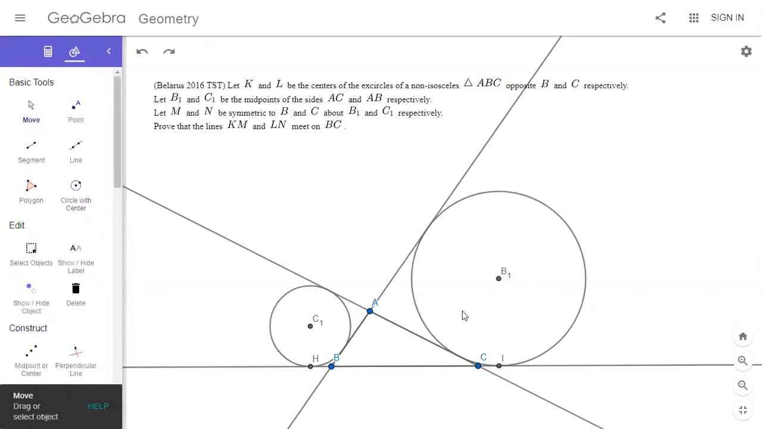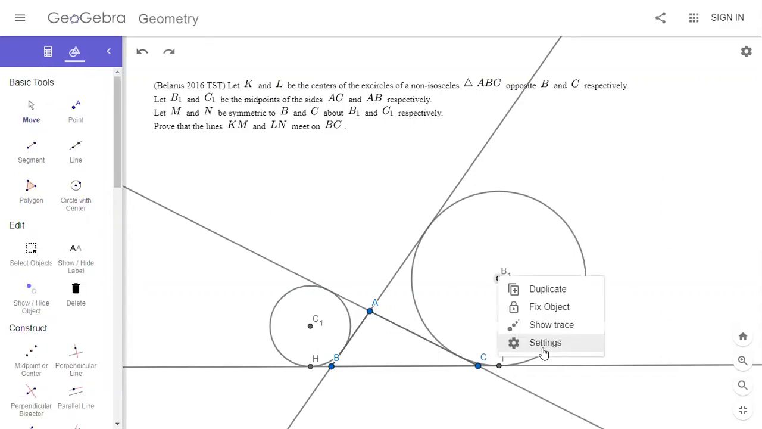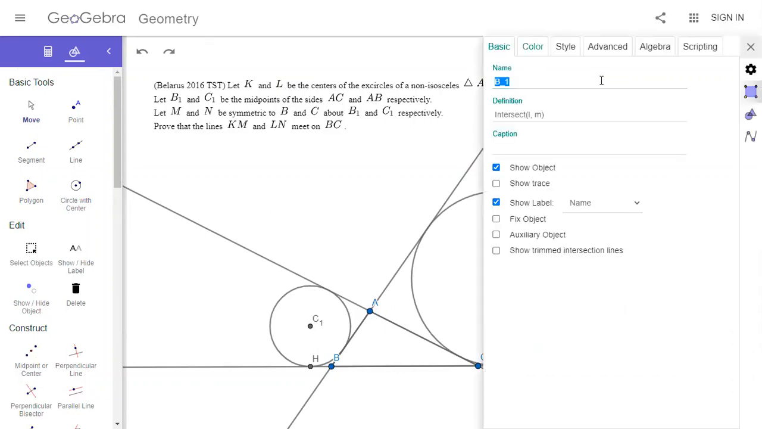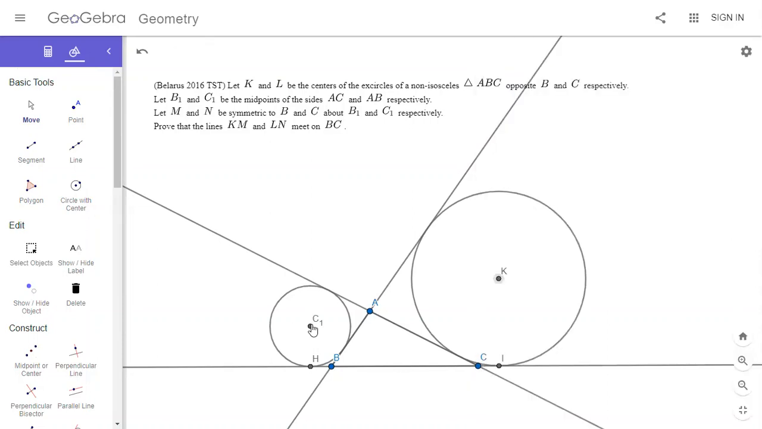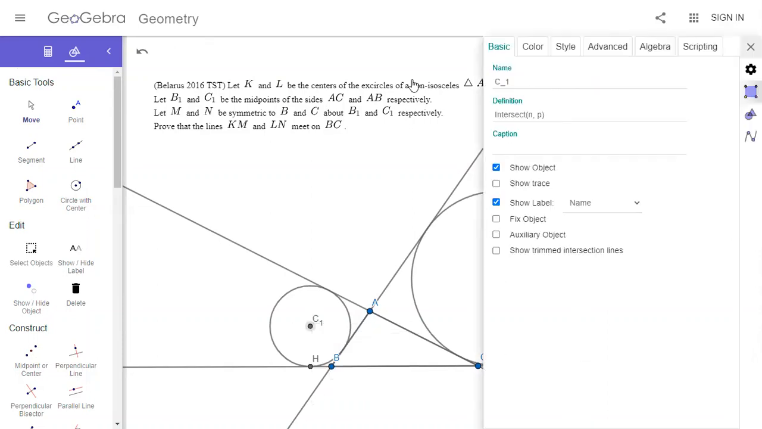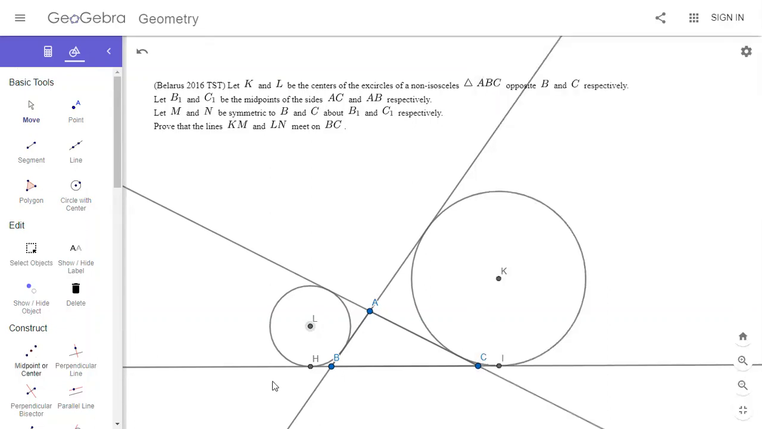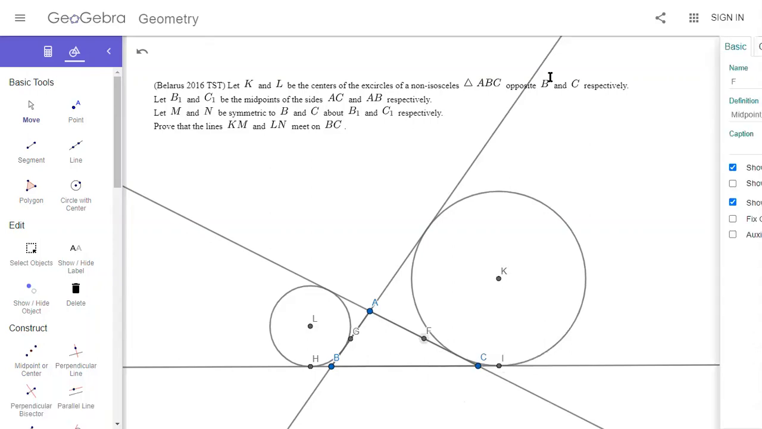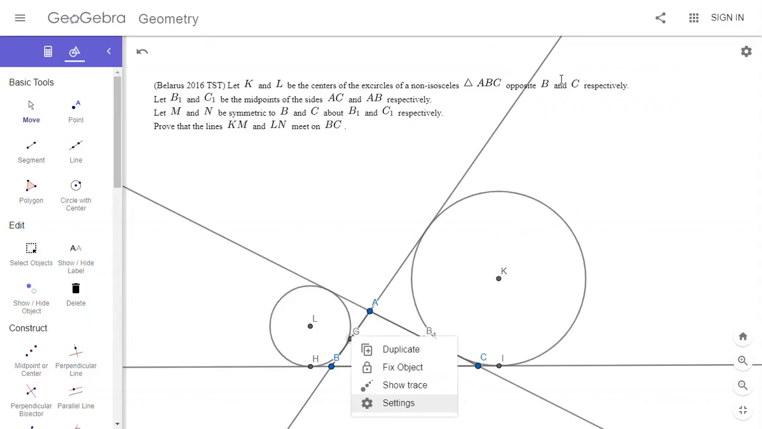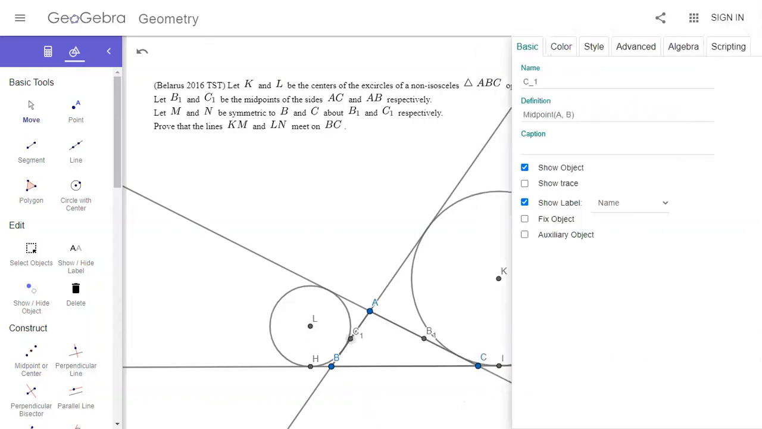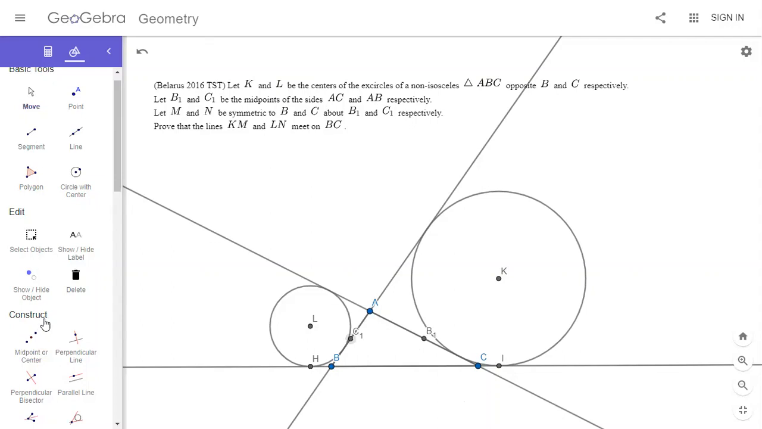So that's K, L, and then this is B1, and then this is C1. And so basically we have a parallelogram, right? Because we're reflecting B across B1 and C across C1.